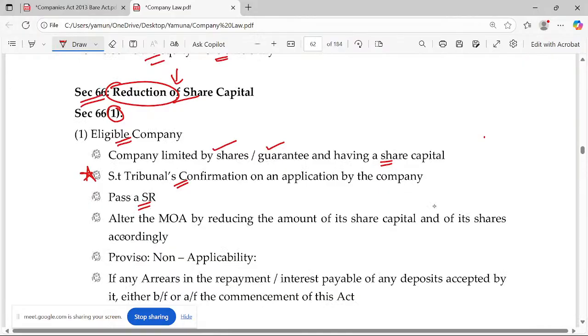Need to pass a special resolution. Please highlight, the fourth point is very, very important. They have to alter the memorandum of association by reducing the amount of its share capital and of its shares accordingly.